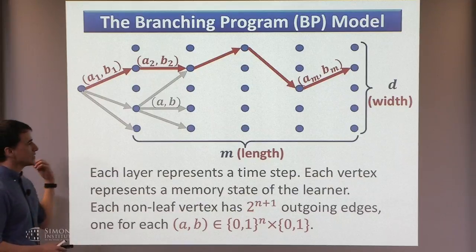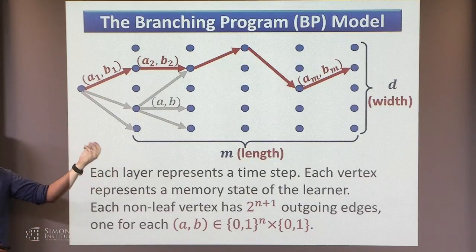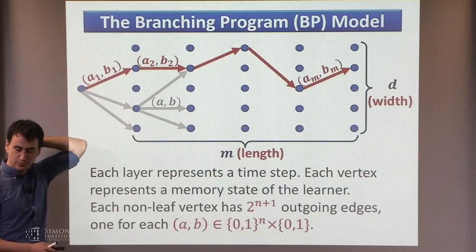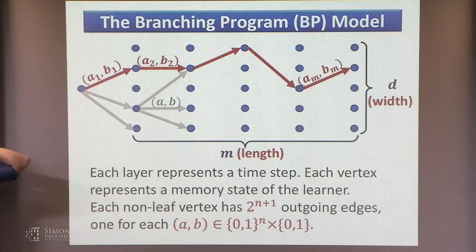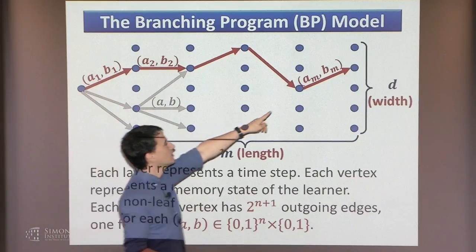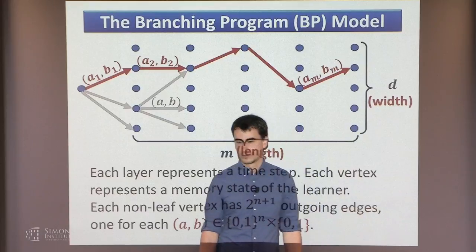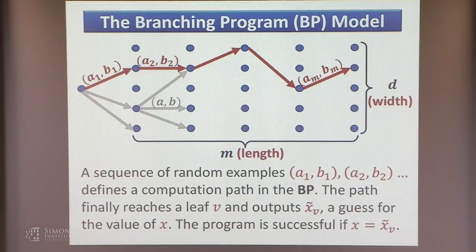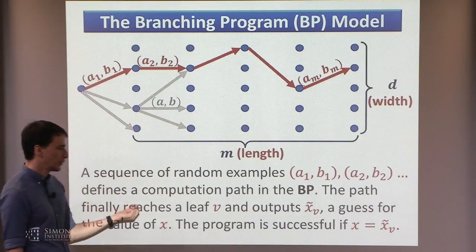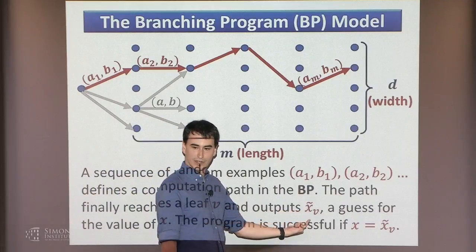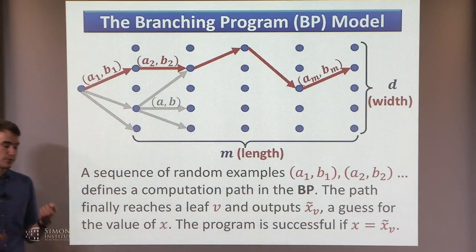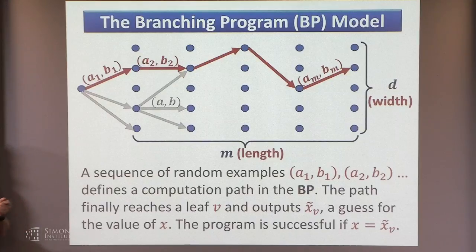Okay. Once we draw the sequence or the stream of examples, this selects a sequence of edges in this branching program, which we call the computational path. Simply follow this path until we reach a vertex in the last layer, or a leaf. What do we want to do when we reach the last vertex? We want to output our guess for x. So each vertex v in the last layer would have a guess for the value of x. So we'd have a vector x tilde of v, the guess for the value of x. And the program would be successful if x equals x tilde of v.